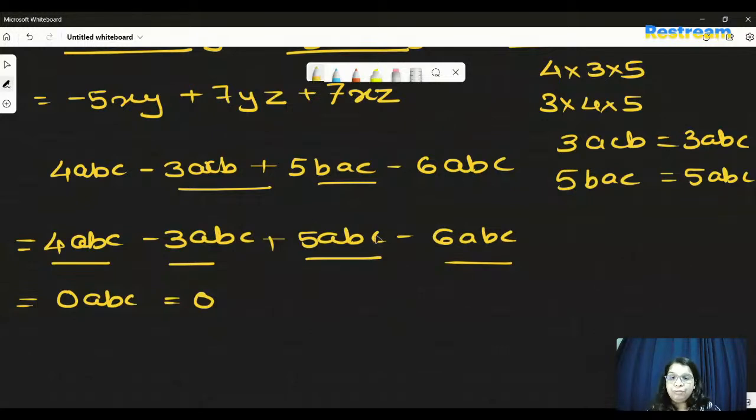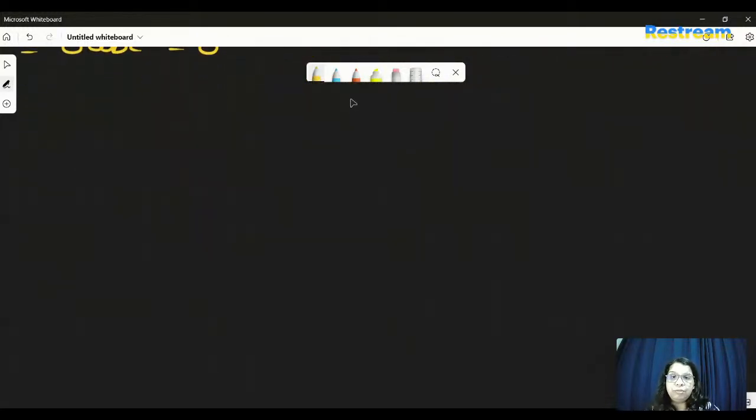Now what if I only have 3x plus x? There is nothing in front of this x. So whenever there is nothing in front of a variable, you treat it as 1. Okay, so there is always a 1 there. So 3x plus x is going to be equal to 4x. So it is 3 plus 1 basically.